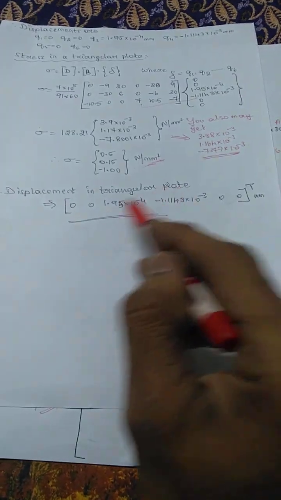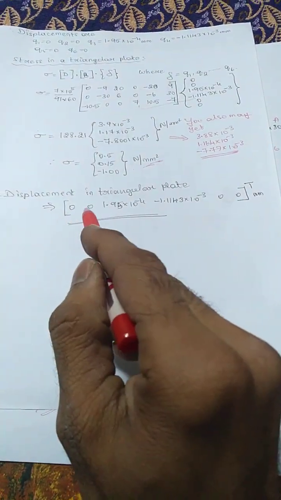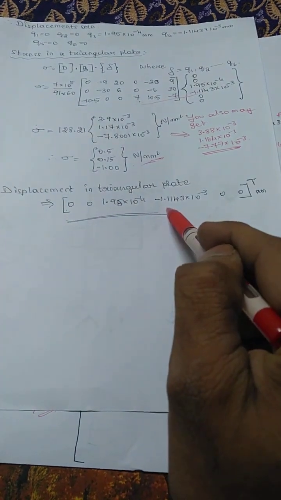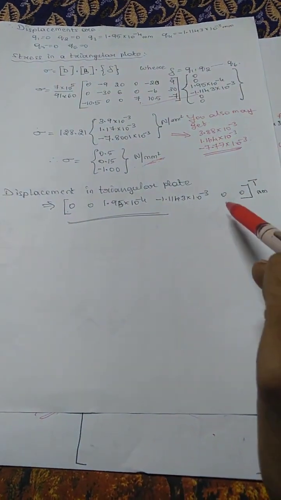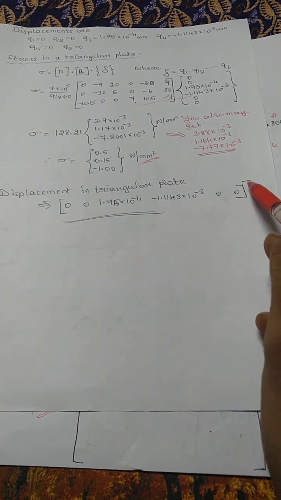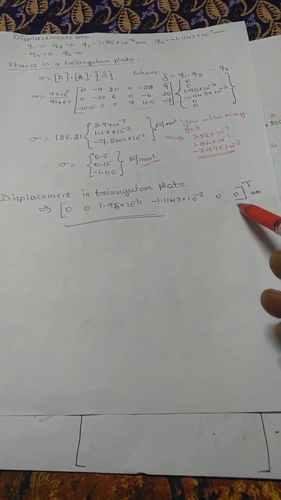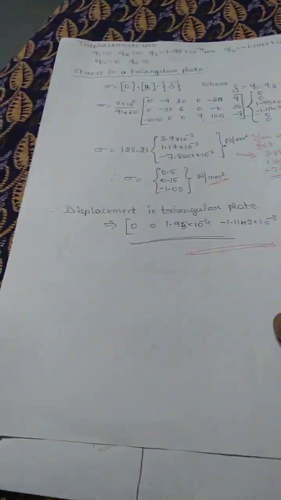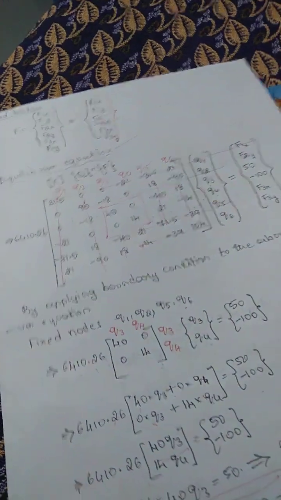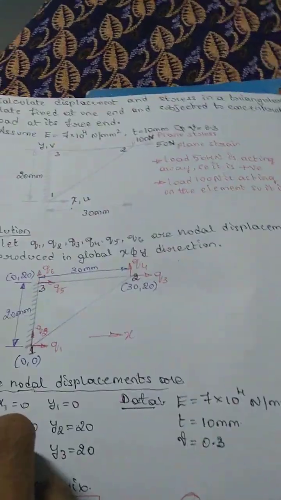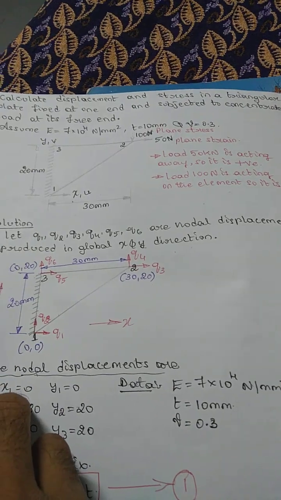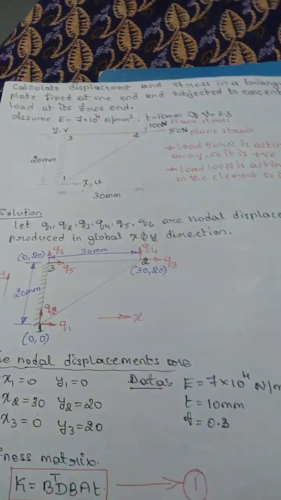Later, at the end, we write the displacement in the triangular plate: q1, q2, q3, q4, q5, q6 transposed. That is your answer, in terms of millimeter. So this is your answer for the triangular plate problem, the displacement and stress in a triangular plate. Thank you.